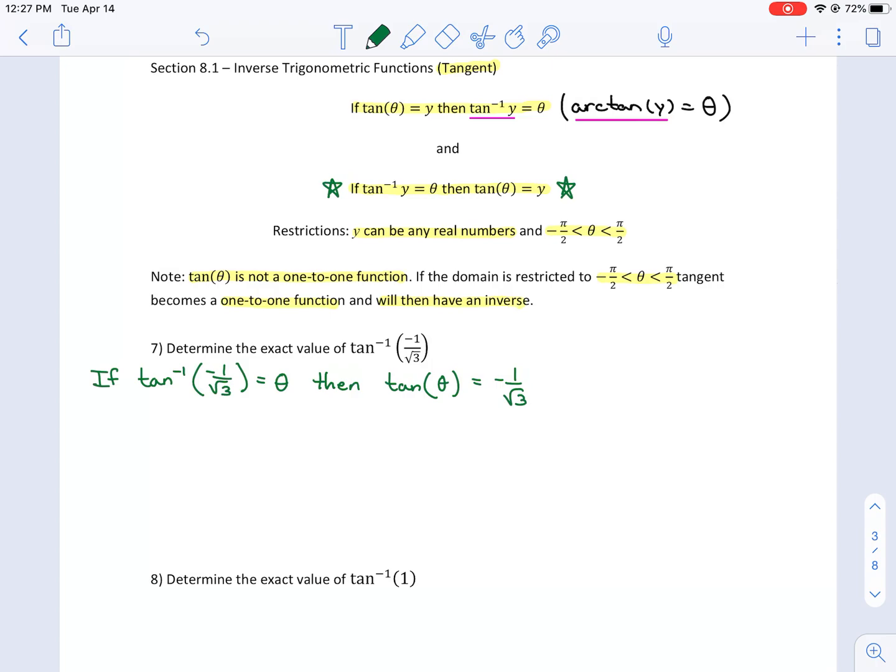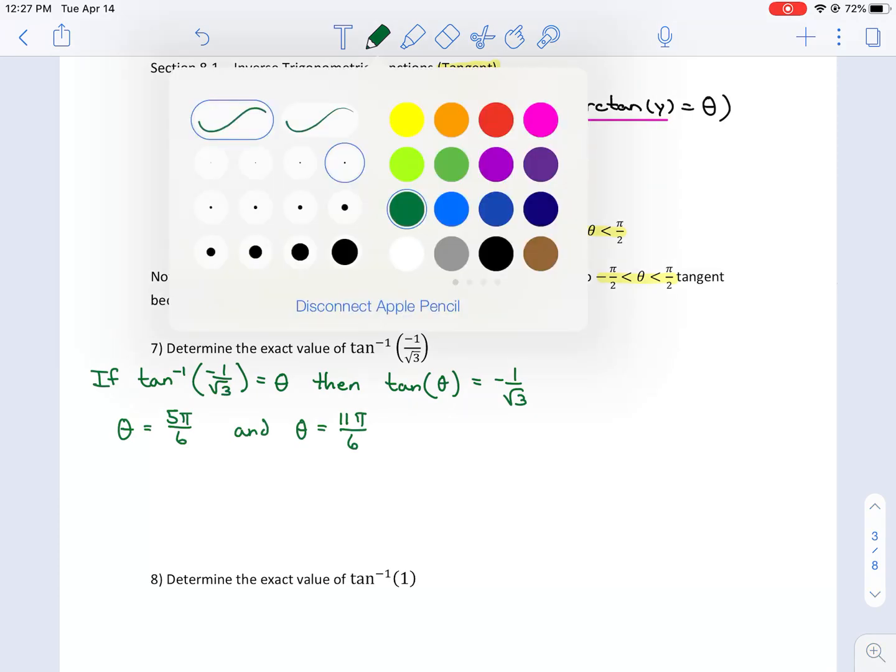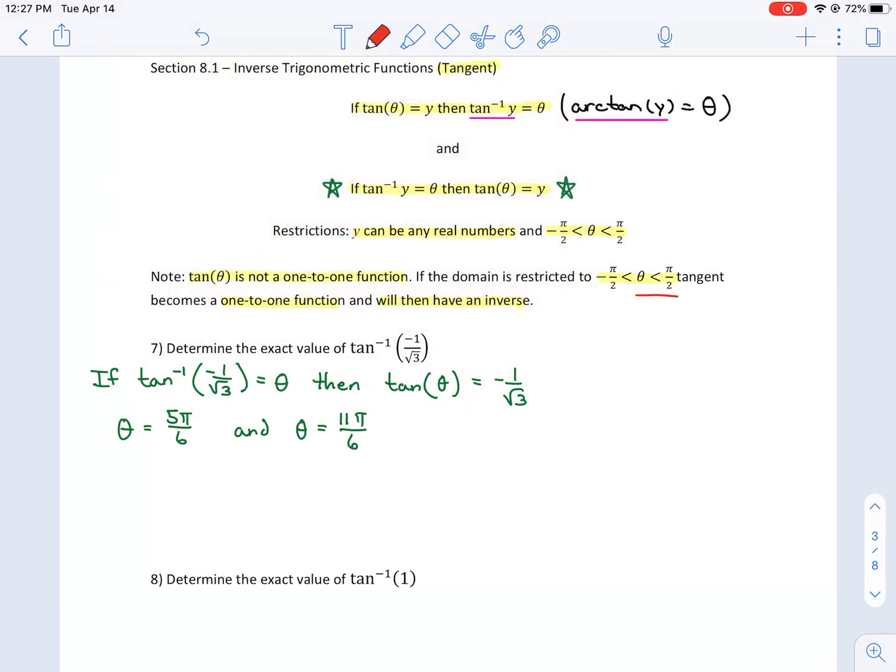And if you look at the unit circle, you'll find two angles that work. Theta is equal to 5 pi sixths, and theta is equal to 11 pi sixths. However, neither of these two angles are in the desired interval. So what we need to do is find the negative coterminal angles for each.